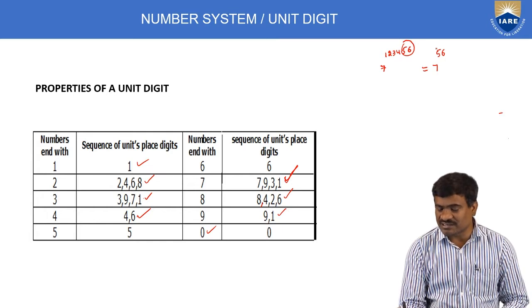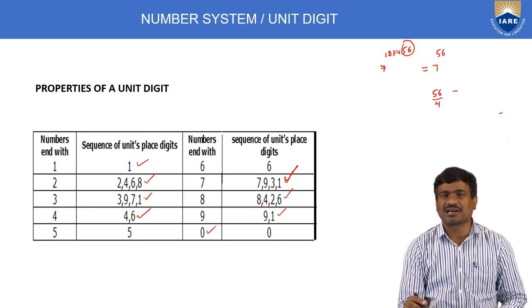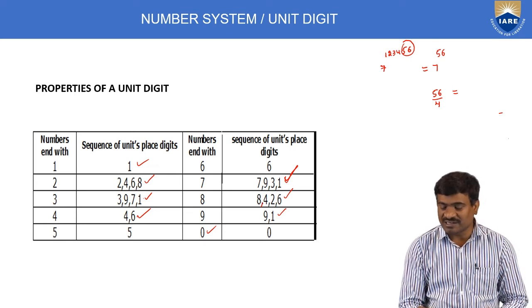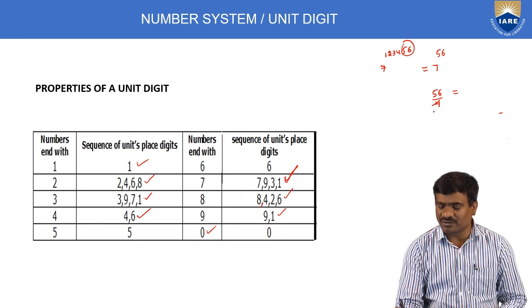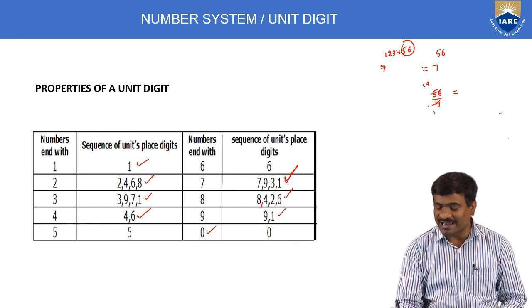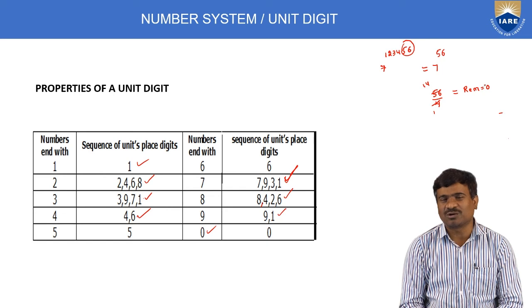Next, 56 divisible by 4. The reason is the 7 unit digit property: 4 numbers are cyclically repeated, so the power is divided by 4. 56 is divisible by 4: 14 into 4 is 56. That is exactly divisible by 4, so the remainder is equal to 0.